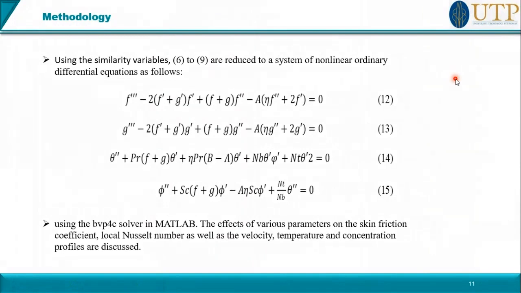Equations 6 until 9 are reduced to a system of non-linear ordinary differential equations using the similarity variables as follows. So we can convert the governing equation to a system of non-linear ordinary differential equations. We can reduce them from partial differential equations to a system of nonlinear ordinary differential equations.